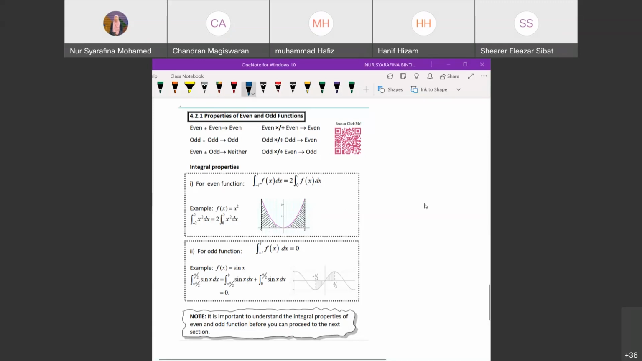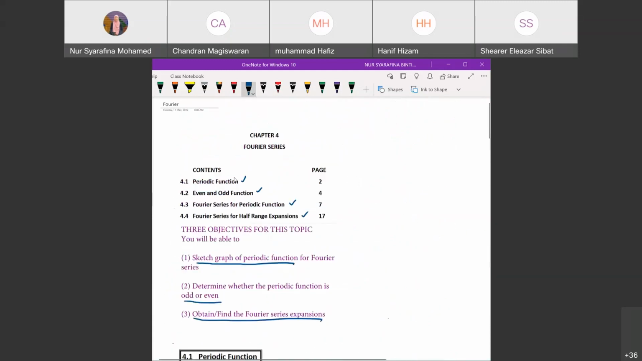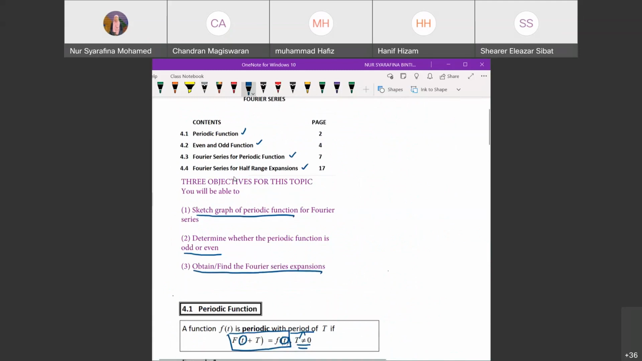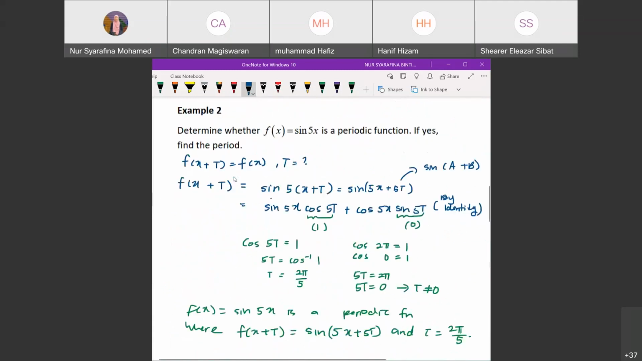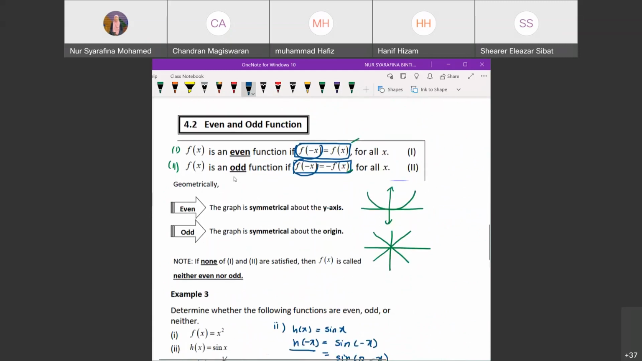Okay, so these are the properties of even and odd. So now you know what is a periodic function, where the function values are equal when you add the value of T, the period. Then you identify what is an even and odd function. So now you know this is the definition of even and odd. By using a graph, even is symmetric about the y-axis and odd is symmetric about the origin.